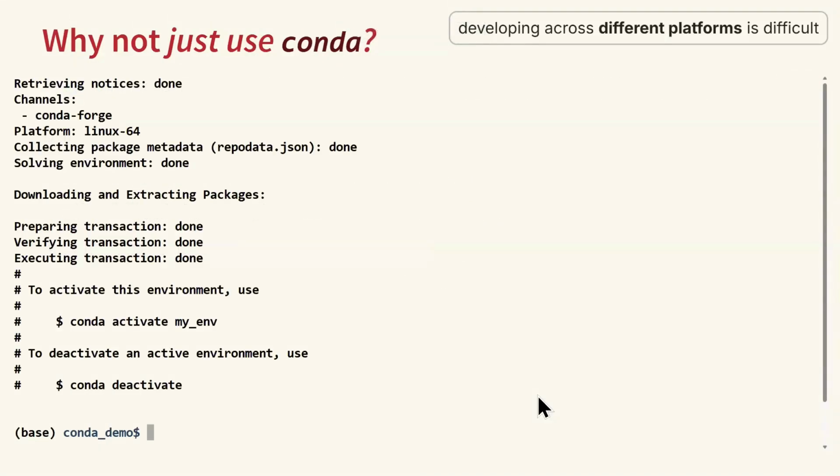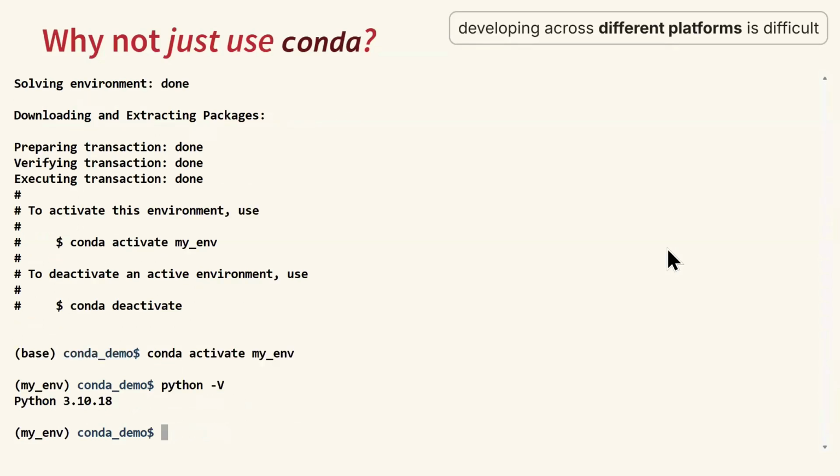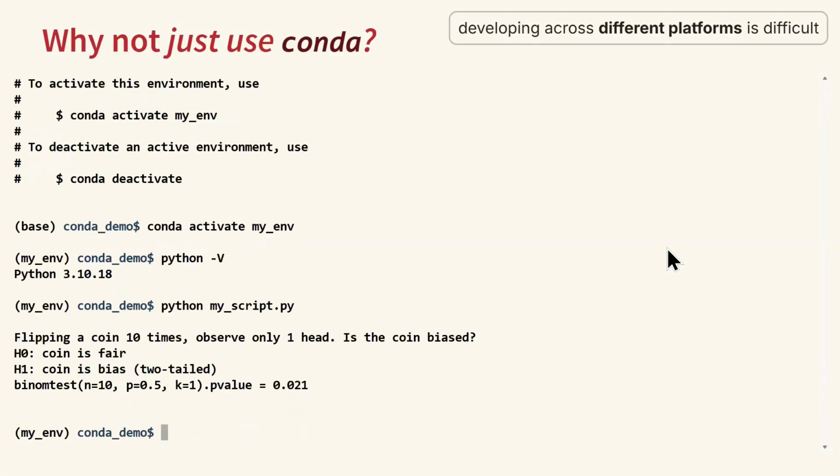So we've got a little message saying to activate this environment, use conda activate. So let's type that, conda activate my env. I can check what version of Python I've got, python -v. Okay, I've got 3.10, that's all I asked for. I can run my script, python myscript.py. Okay, I get the same output, it's 0.021 p-value.